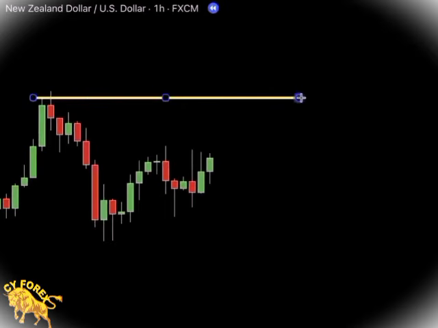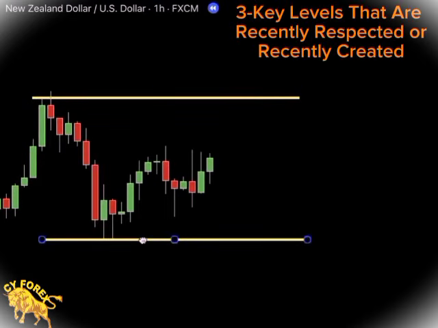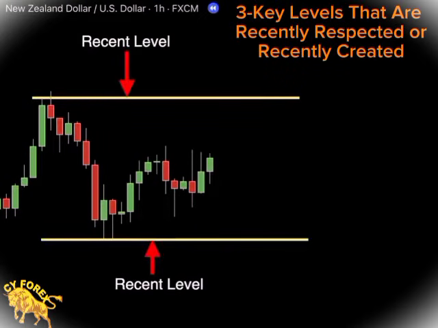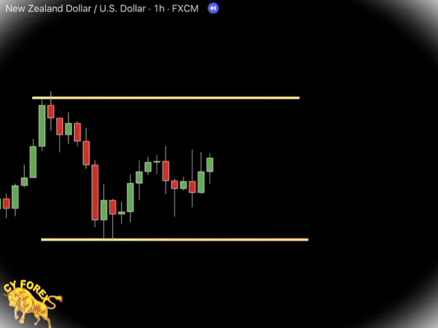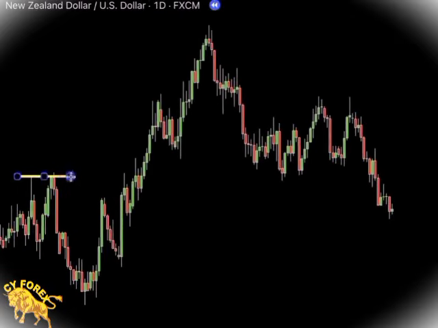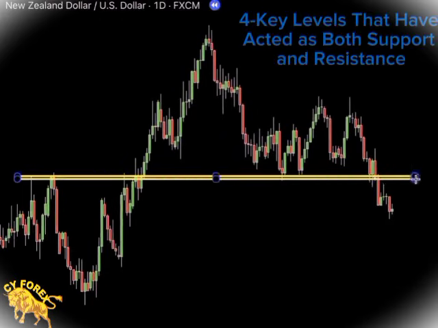Key levels that are recently respected or recently created. Recent levels, those that the price has recently reacted to, are also highly relevant. These levels are fresh in the market and tend to have more impact because they show where buyers and sellers were actively defending or challenging price within recent sessions. Recently respected or created levels often carry strong momentum and can provide clear entry or exit points when trading on a lower time frame.